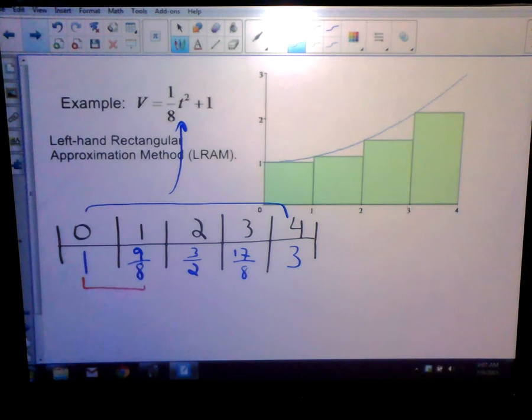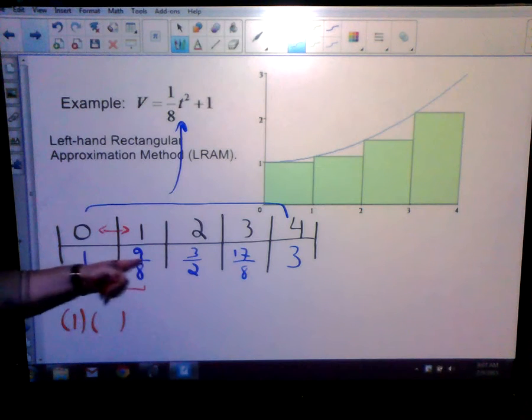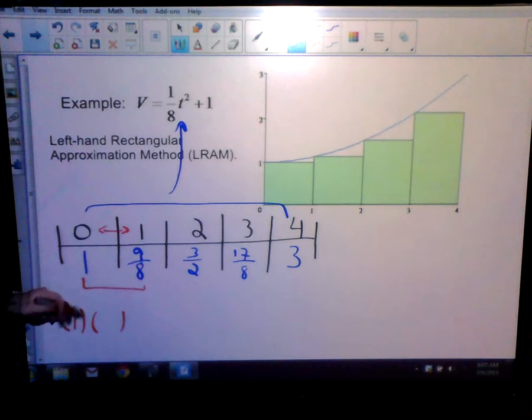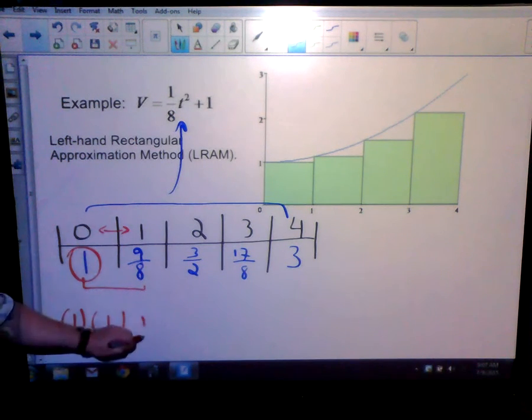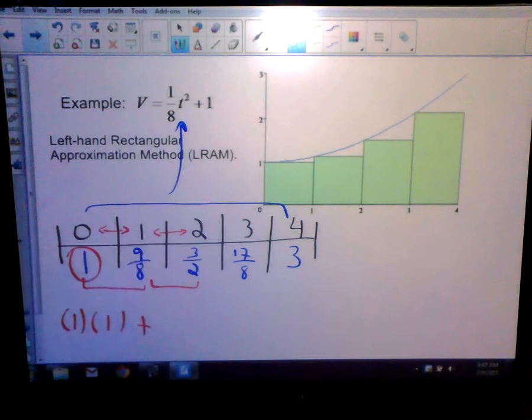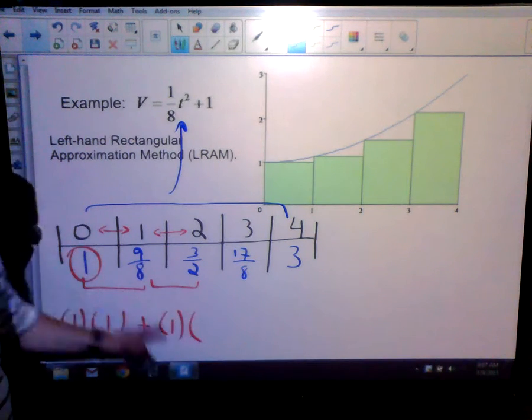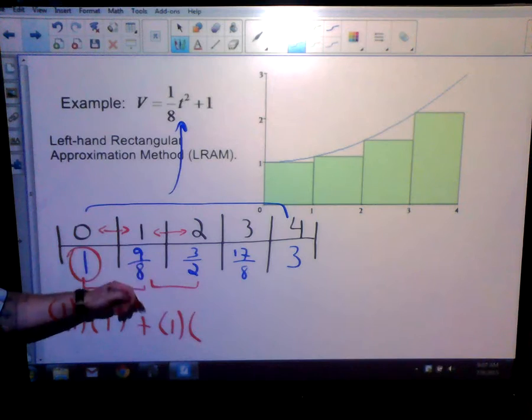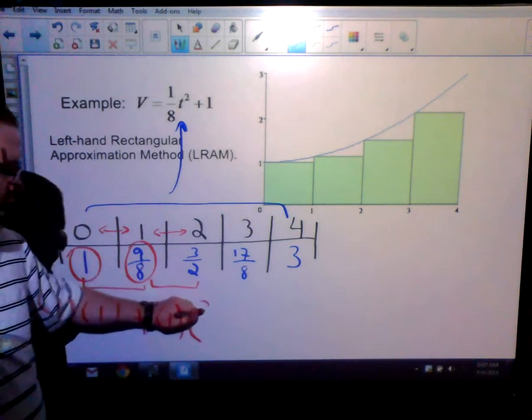In this first rectangle, how big is the base? From 0 to 1, it's 1. In this first rectangle, which of these two heights am I going to use? I'm going to use this one because it's the left side. So my first rectangle is 1 by 1. Plus, here's my second rectangle. How wide is that base? It's still 1. Which of these two heights am I going to use? This one, because it's the left side.